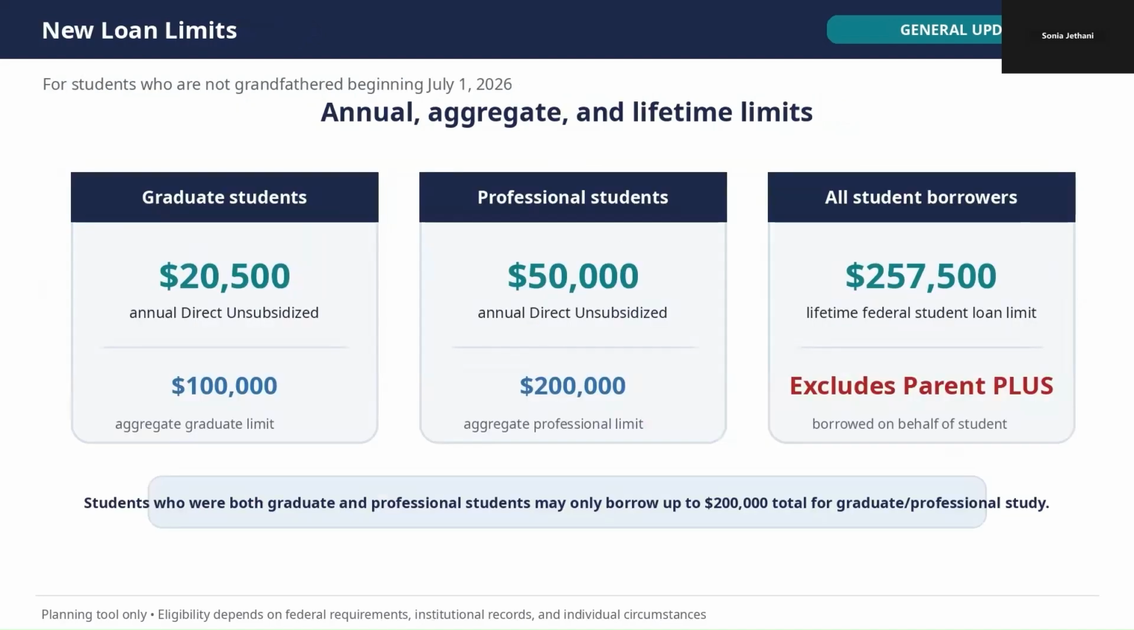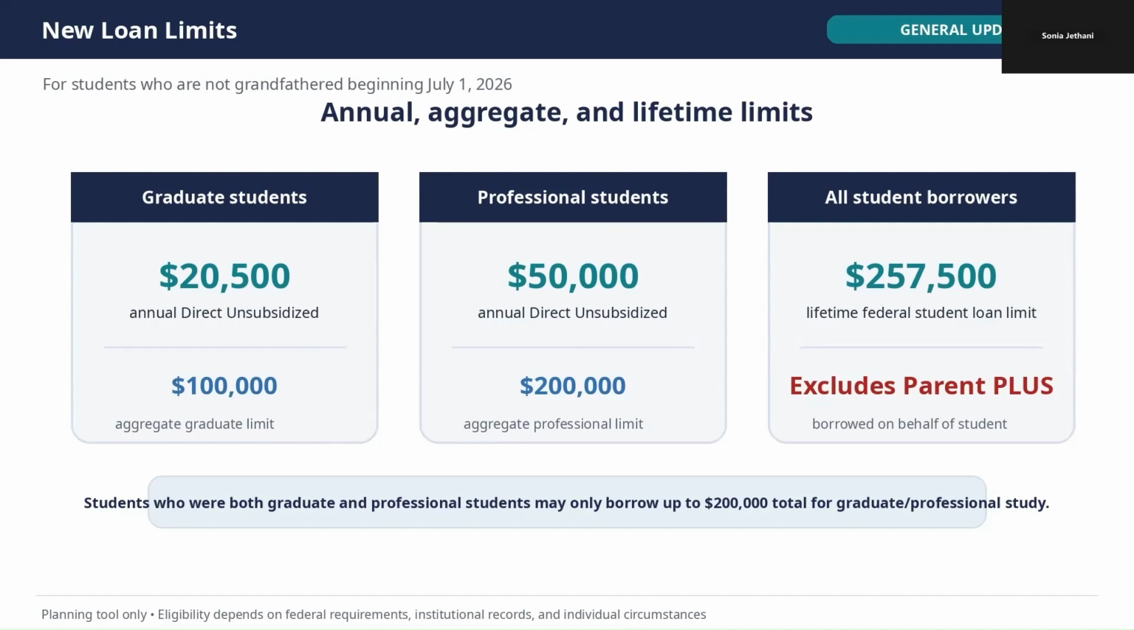New loan limits. For students who are not eligible for grandfathering, new federal loan limits will apply beginning July 1st, 2026. Graduate students will have an annual Direct Unsubsidized Loan limit of $20,500 and a graduate aggregate limit of $100,000. Professional students will have an annual Direct Unsubsidized Loan limit of $50,000 and a professional aggregate limit of $200,000. All student borrowers will also be subject to a $257,500 lifetime federal student loan limit.